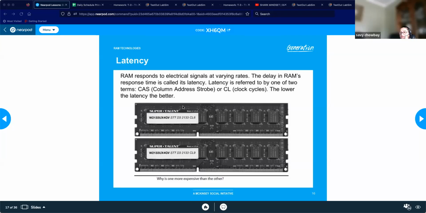The upper one. The CL number. This upper one is CL6, right? Yes. So CL6, that's the lower. It's the lower number. It's going to be the faster RAM module. The one with CL9 is going to have the higher number, and that's going to be the slower one. It's going to have more delay.